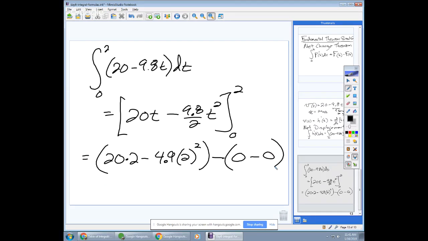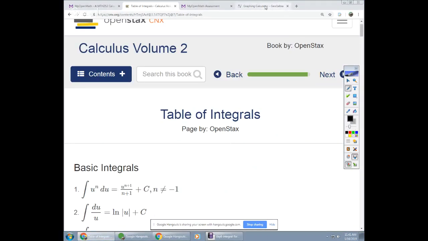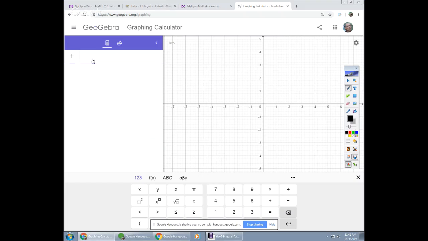So I need to whip out a calculator for this, because I can't do that in my head. Guys are whipping out calculators. Let's see what we get together. So 40 minus 4.9 times 4 is 20.4. Okay.